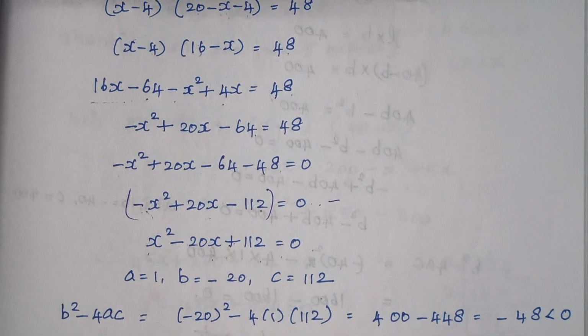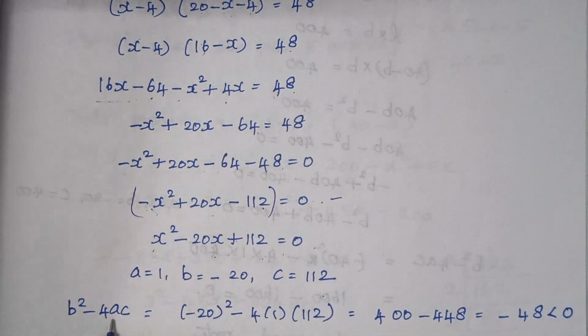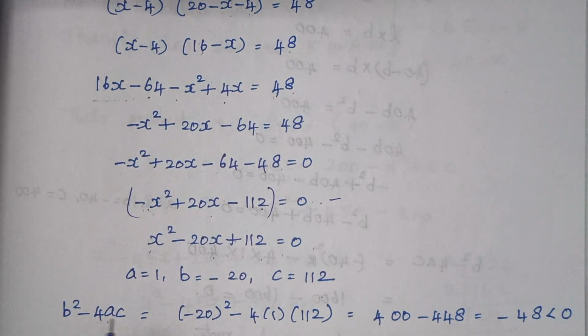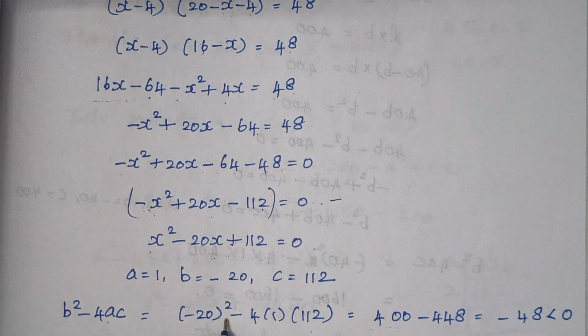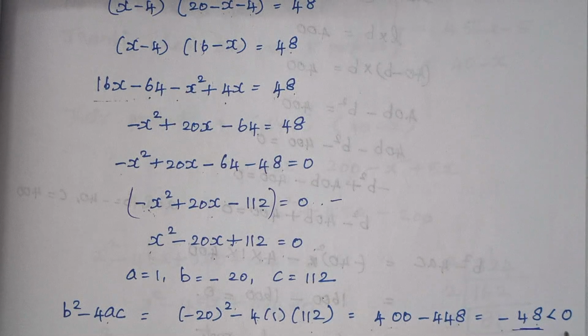So first we check for the condition b square minus 4ac. So when you substitute the values of a, b and c, you see the value of b is minus 20. So minus 20 whole square minus 4 into 1 into 112. So minus 20 square becomes 400. So 400 minus 4 into 112, which is 448. So here we get a negative answer, that is minus 48, which is less than 0. Right, so the answer is negative.